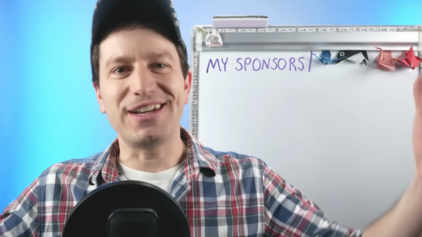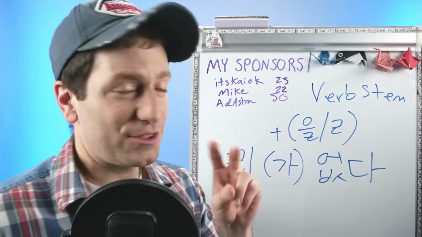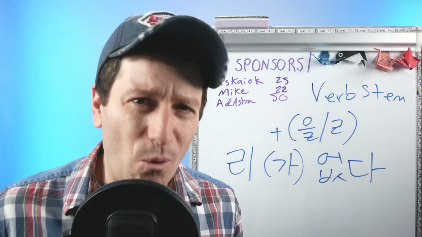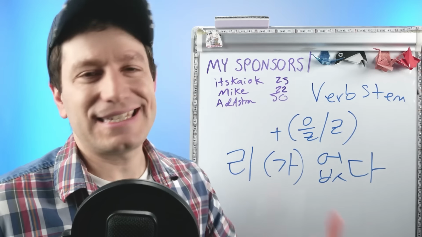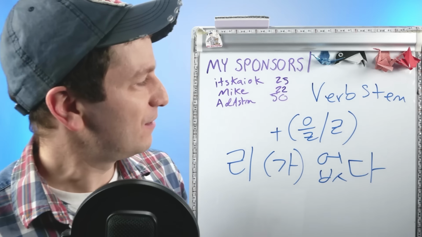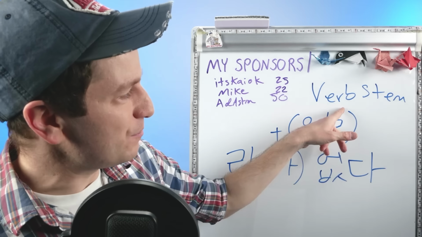How's everyone doing? We're going to be learning 3 ways to say, there's no way. The first one is the most common standard version of this form. The way you make it is you take a verb stem.